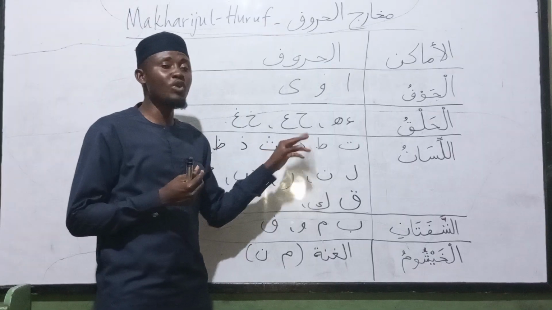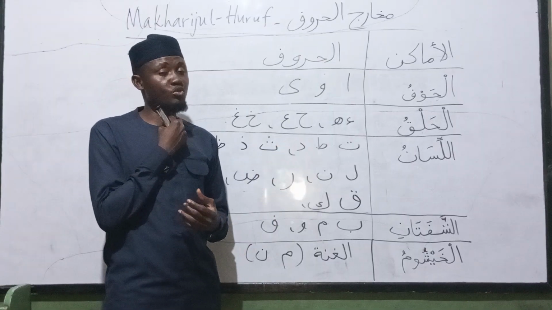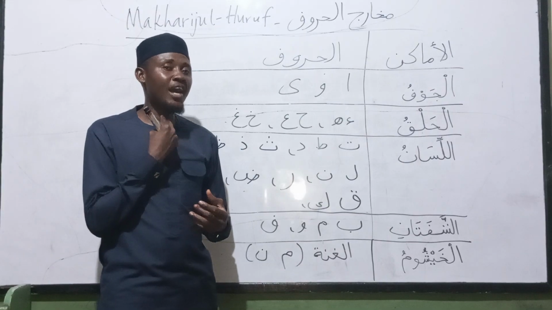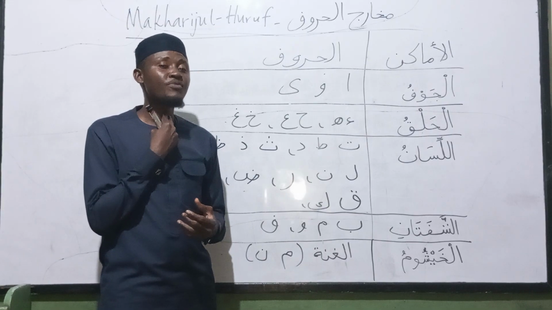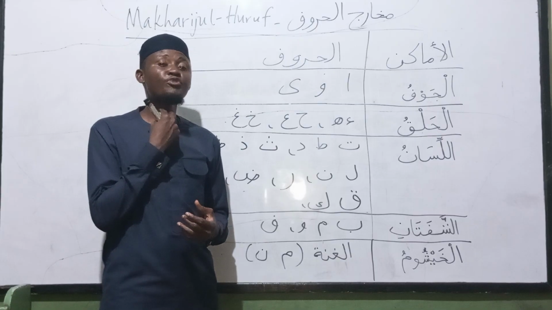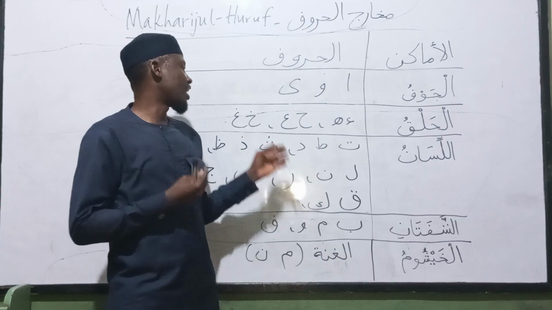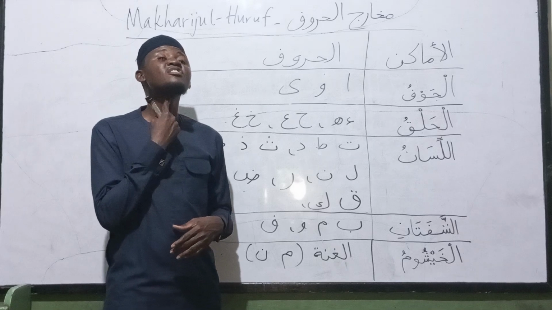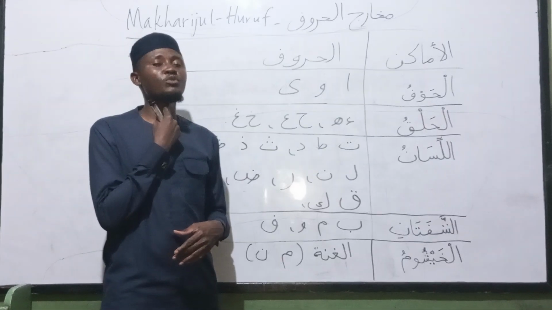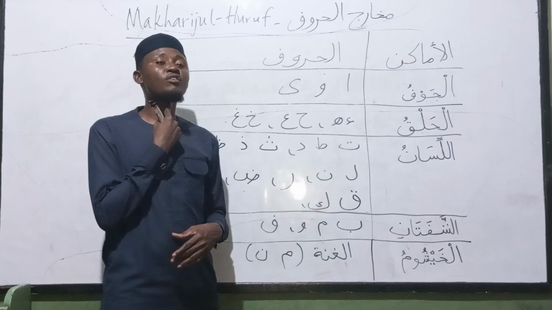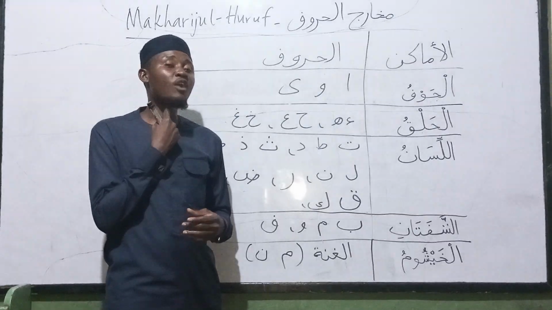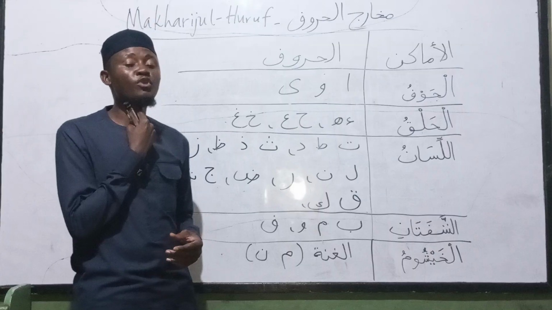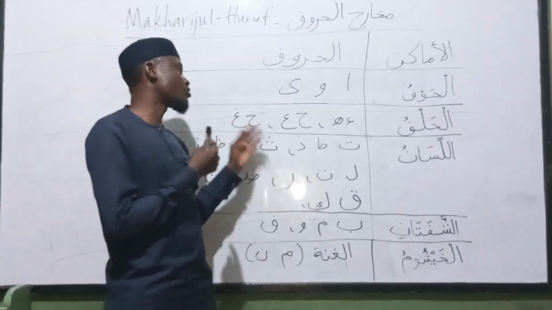Now the next 2 are articulated from the midpoint of the throat. They are coming from the midpoint of the throat. And then the last 2 are from this part, the top part of the throat. You see, that is from this part of the throat that we are articulating these 2.